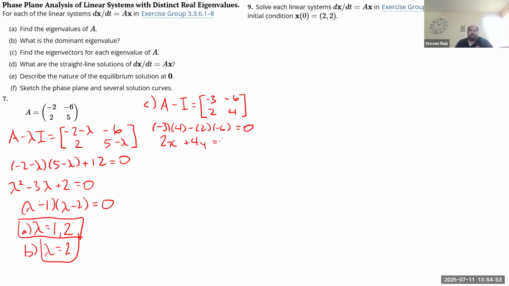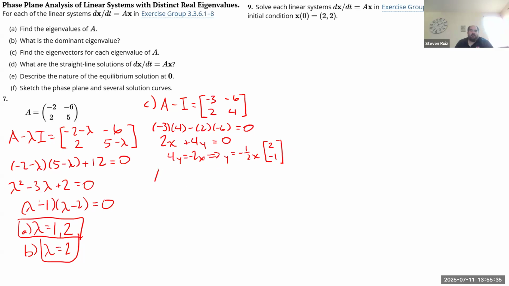2x plus 4y equals 0. So 4y equals negative 2x, so y equals negative 1/2 x. So let's pick a good eigenvector that fits that behavior. Again, you can choose whatever values you want for your eigenvector. I like to try to only fill my eigenvector up with integers. So I'll say that x equals 2 and y equals negative 1. All right, so that's one.